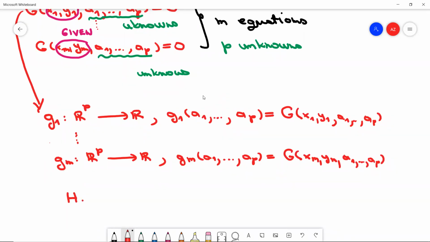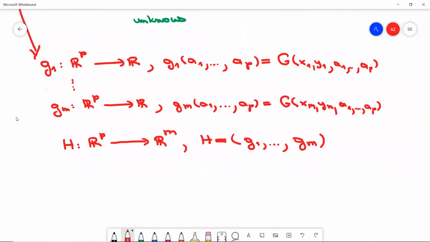So we form h, which is a function from R to the power of p into R to the power of m. This h has components g1 up to gm. This h is called a vector function of a vector variable.